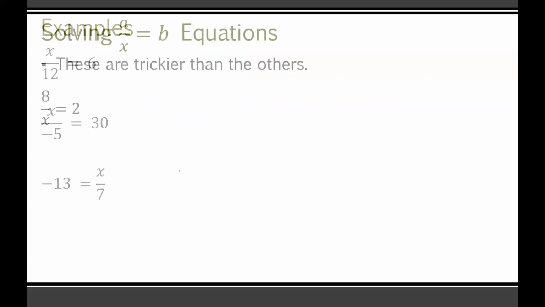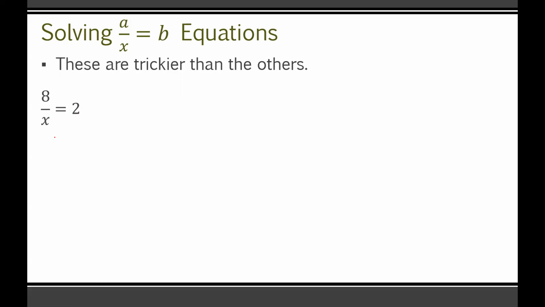Okay, here we go. So now for something new. This is where things really get interesting. A divided by x equals b, these type equations. These ones are a little weird. So these are trickier than the others, and I'll show you why. We have 8 divided by x equals 2.